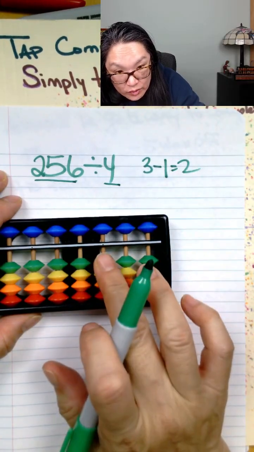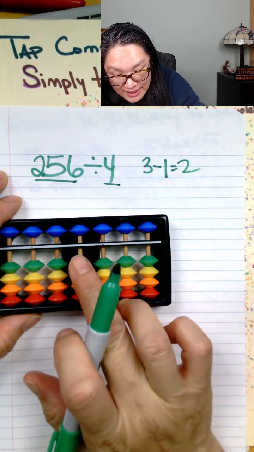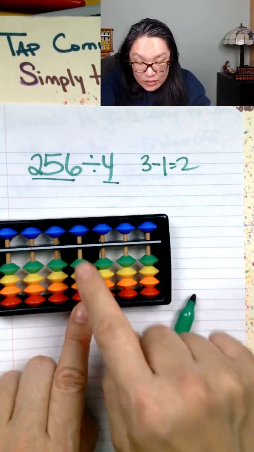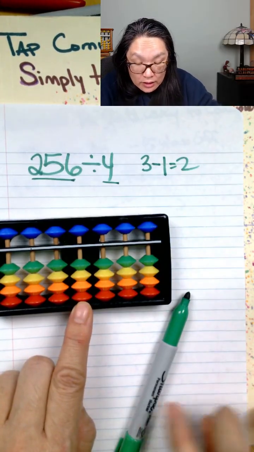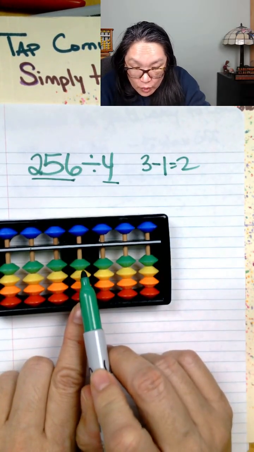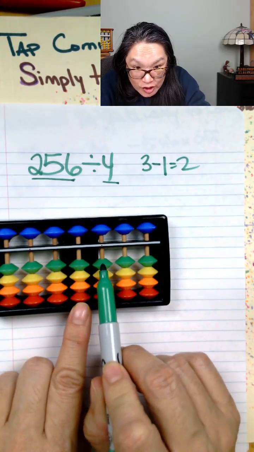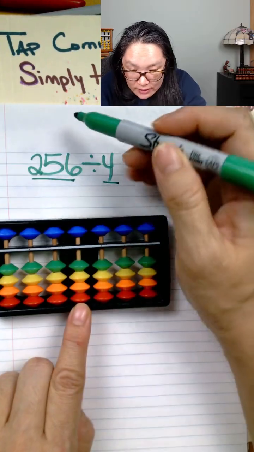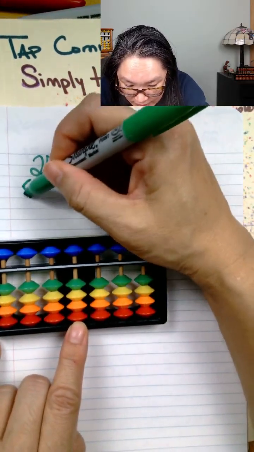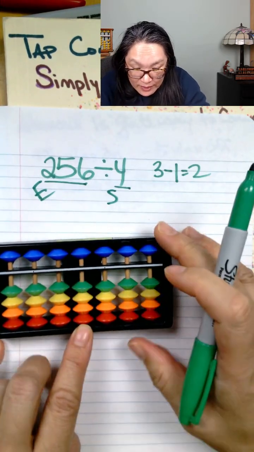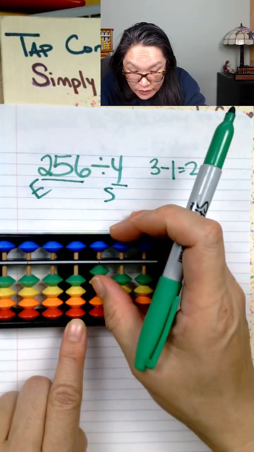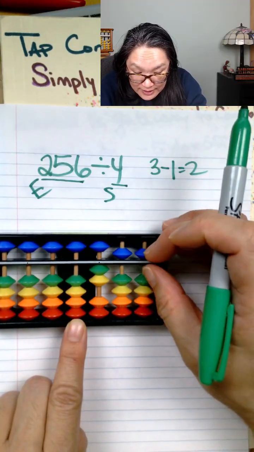So what we're going to do is put our answer on the second column. That's our tens column. This is where our answer is going to start. That's how it is. So what we do is we have to put our dividend, oh, I forgot, my dividend and my divisor, right? We got to put our dividend on the abacus because we're going to start taking it away. So we have 2, 5, and then 6.